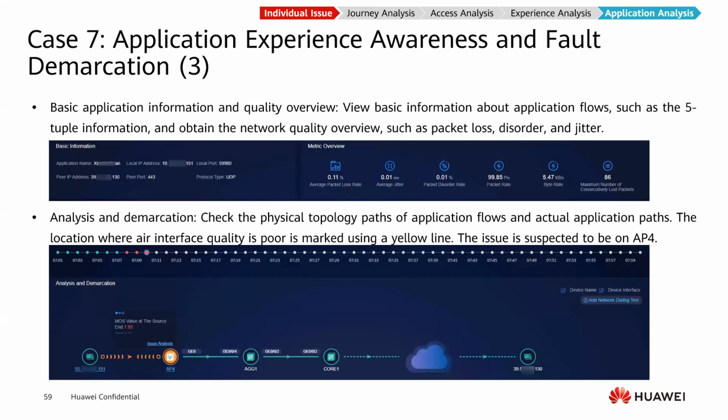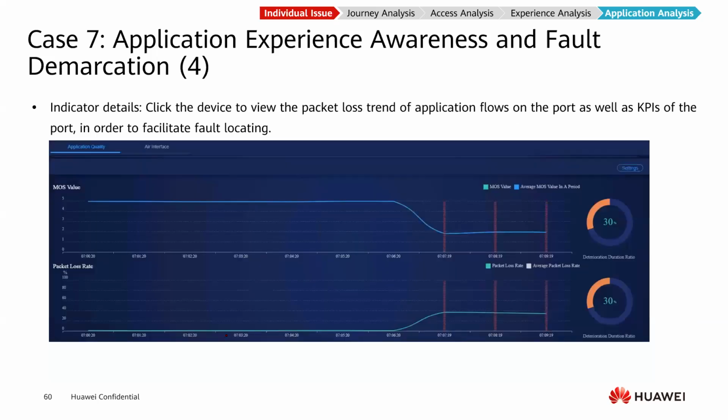And this is the overview about the problem, and this is the simulated topology. You will find that the poor experience has happened on AP4, and you can click it to check the detail about the device and the packet loss trend of the application, just like this.